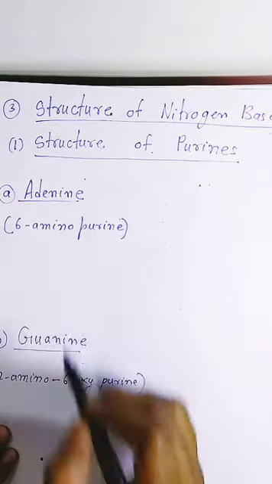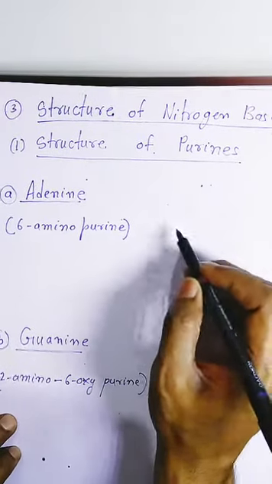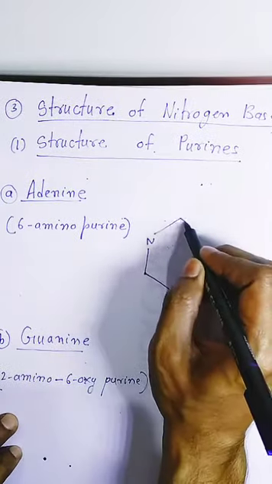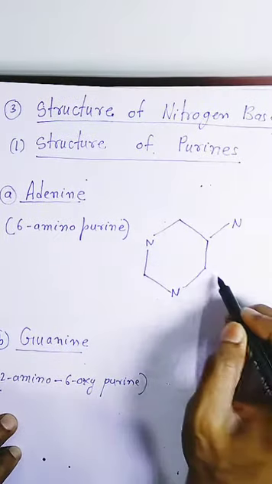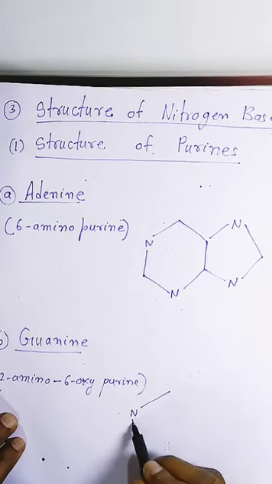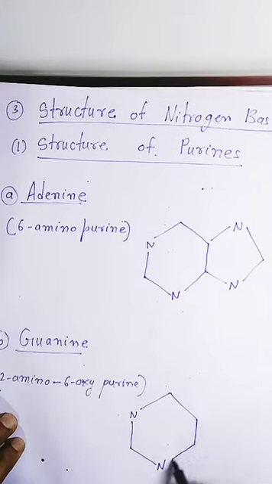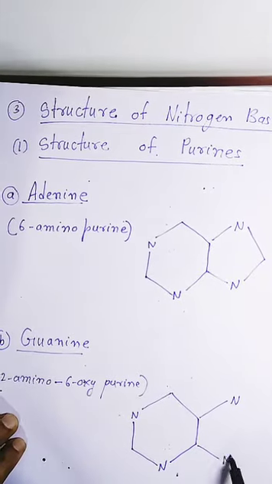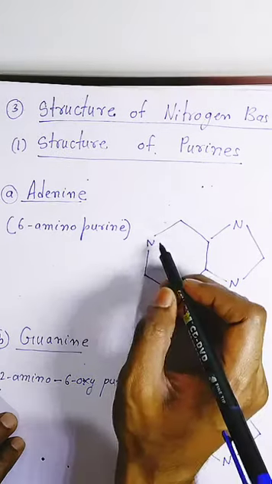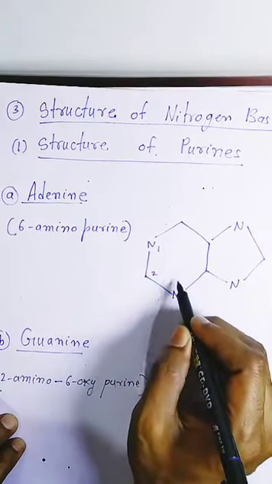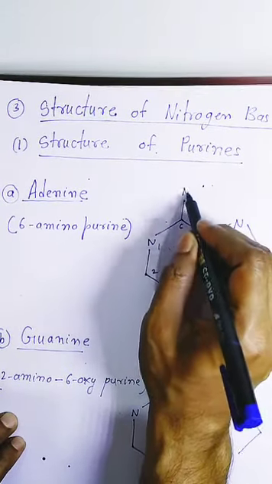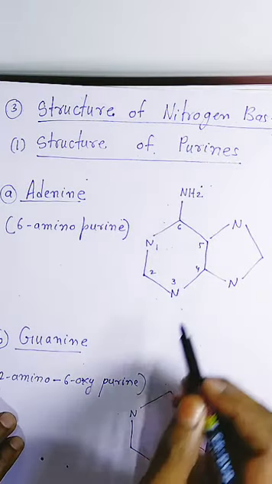Now students, how are you going to draw the structure of adenine and guanine? First you draw the purine rings. This is the simplest way to draw the structure of adenine. First draw the ring like this, with nitrogen. For guanine also you can draw like this. Now students, you have to start the numbering from here. This is the first carbon, this is second, third, fourth, fifth and sixth. That means the amino group will be attached here, NH2. 6-amino purine.